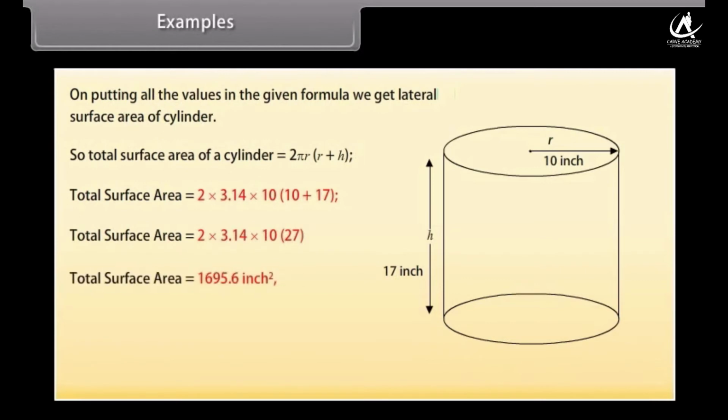Solving this, we get the total surface area as 1695.6 inch square.